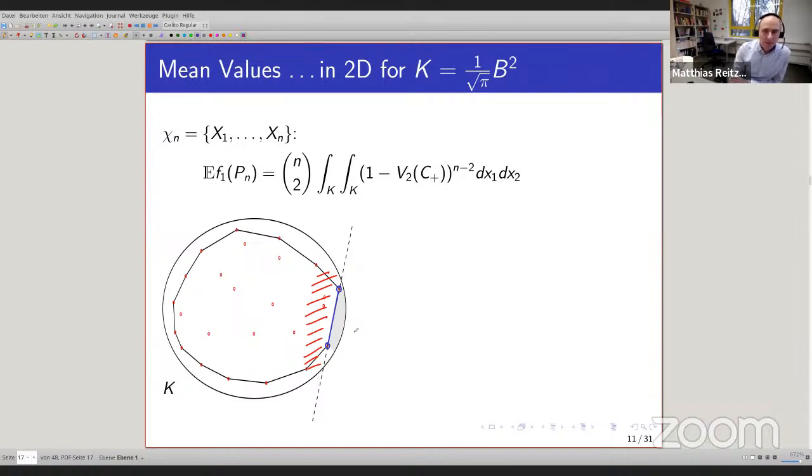And if we denote the area of this cap by C plus, and we compute the area of C plus, then the remaining area on the left-hand side is 1 minus the volume of C plus, because K has volume or area 1. So all random points except these 2 which form the edge should be to the left. This is the probability that x3 up to xn are all to the left. And this is how you arrive at this formula. So this is the analytic side. We fix x1 and x2, and then all other points have to be chosen to the left, and this happens with probability 1 minus the area of the cap. And this is what we have to evaluate.